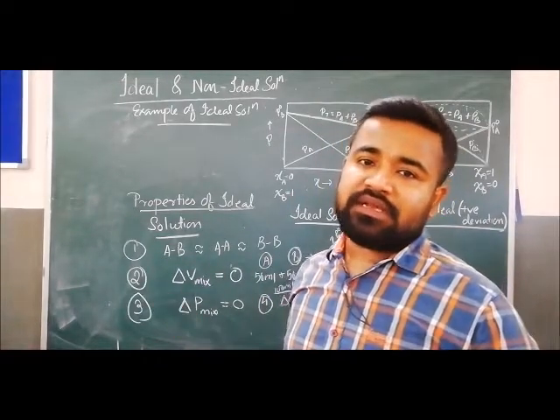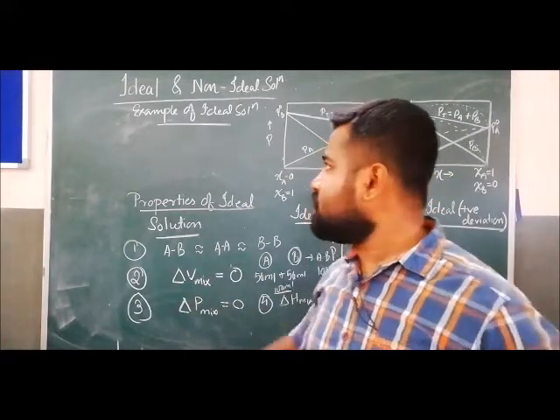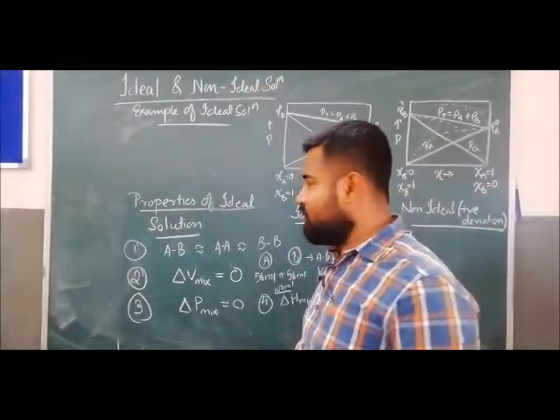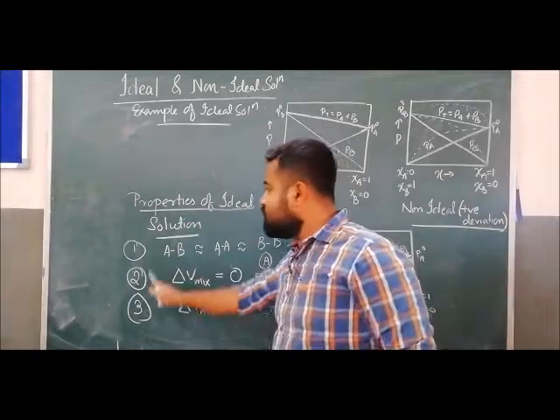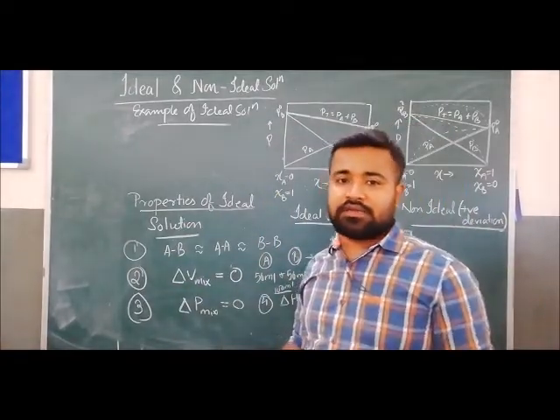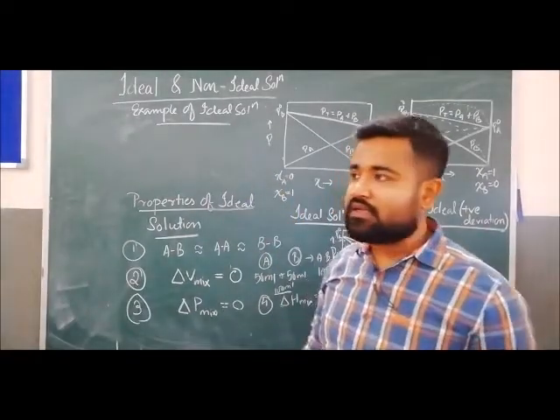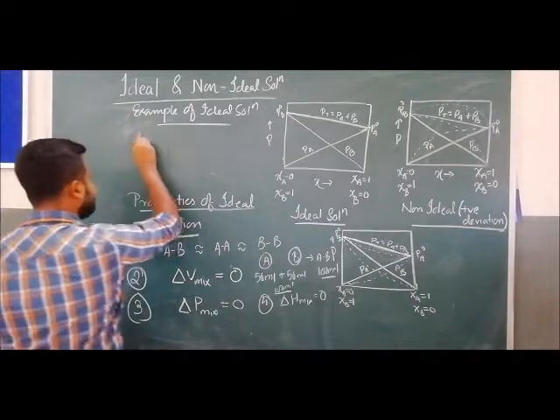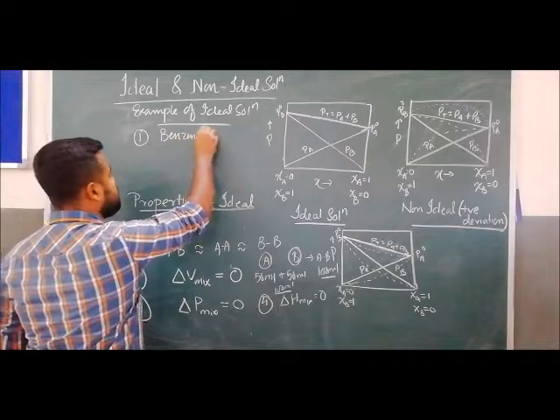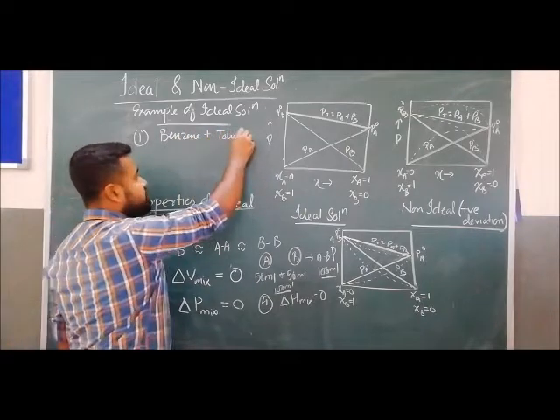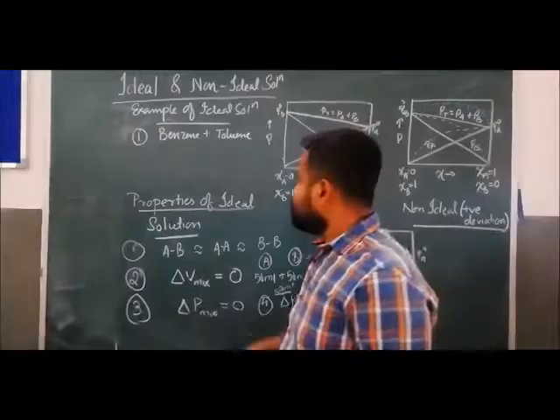Still, a few examples are there which, under certain circumstances, are considered ideal solutions. But remember, no such solution is there which is completely ideal and follows all these properties. The first example is benzene plus toluene.